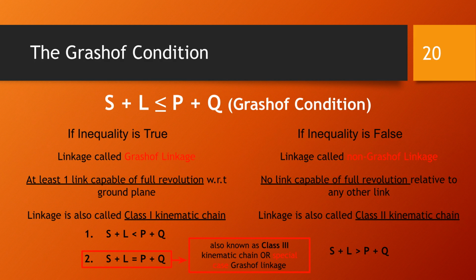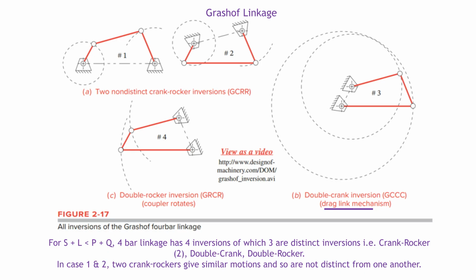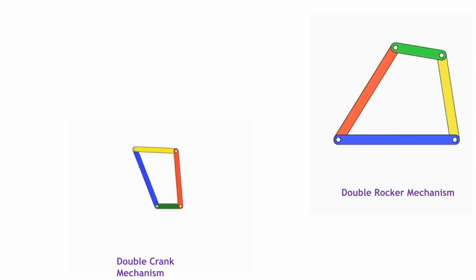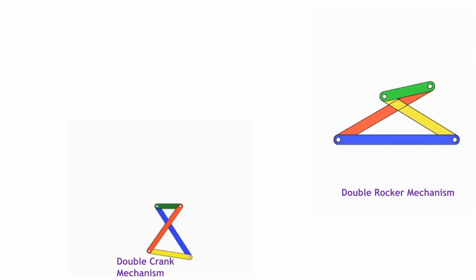If the Grashof inequality holds, at least one link can perform a full revolution. If it fails, the system is a non-Grashof linkage, where no link can fully rotate relative to another. A Grashof linkage satisfies the inequality and is classified as a Class 1 kinematic chain. Within Grashof linkages, we find 3 distinct inversions: the crank rocker, the double crank, and the double rocker, each providing different output motion characteristics. Here, we compare the double crank mechanism, which allows full rotation, against the double rocker, where both side links are restricted to oscillating motion.